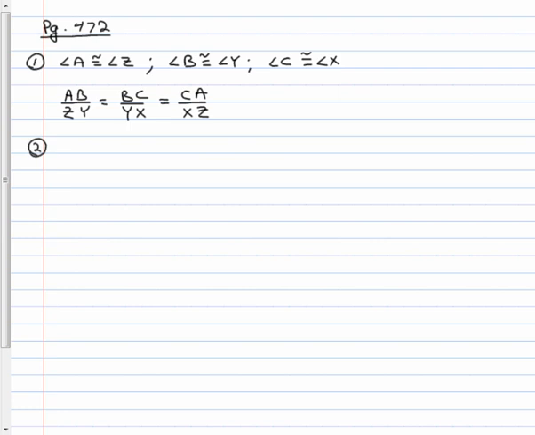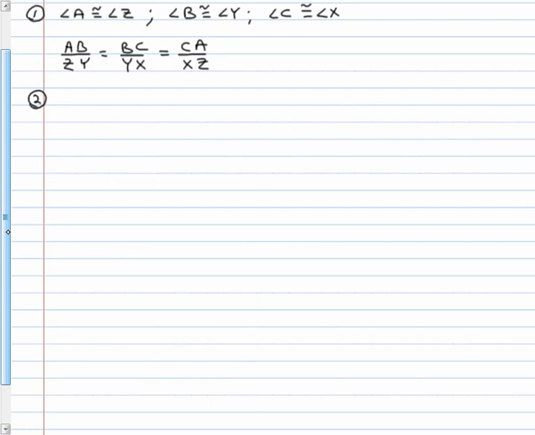Number 2, we have quadrilaterals here. So I can start with my angles. First one, angle J corresponds to angle T. Second one, angle K congruent to angle S. Third one, angle L corresponds to angle R. And the last one, angle M corresponds to angle Q.